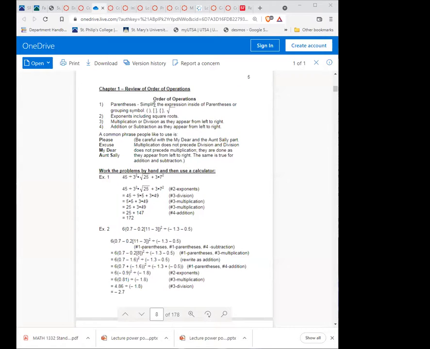So review of order of operations. So parentheses, simplifying expressions inside of parentheses or grouping symbols. So these will always have priority. These go first. P. E, exponents, including square roots, go second. 3, multiplication or division, as they appear from left to right. Addition or subtraction as they appear from left to right. Also called, please excuse my dear Aunt Sally, right? PEMDAS. So let's do number 1 together.